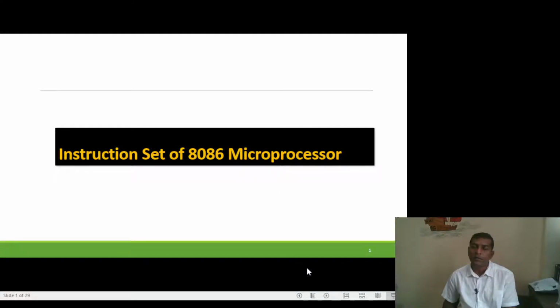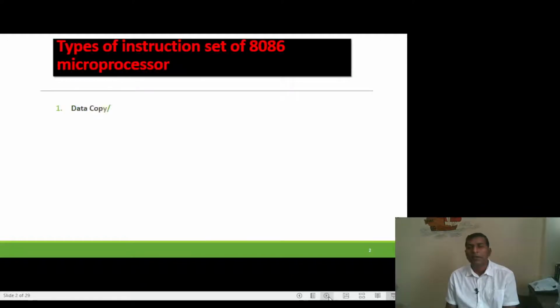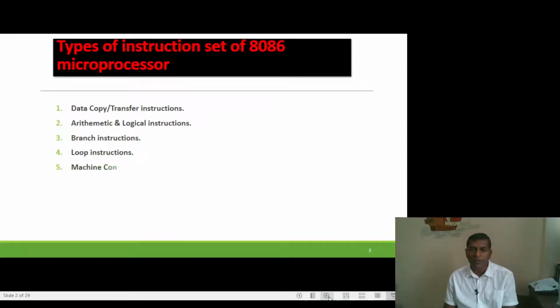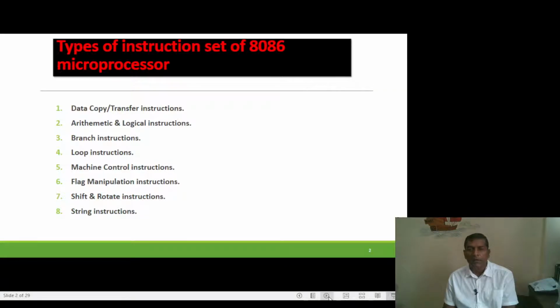Hello students, this is the second lecture on instruction sets. Already we have seen different types of instructions: data transfer, arithmetic, branch, loop, machine control, flag, shift and rotate, and string instructions. We had a detailed discussion about data transfer instructions.